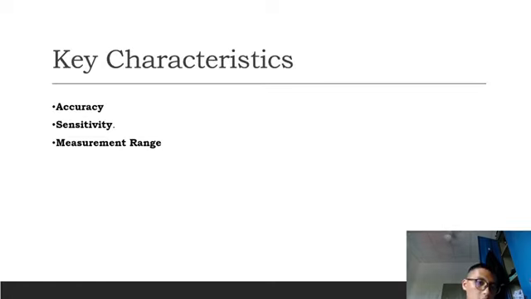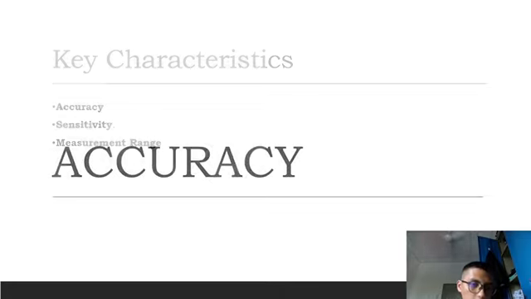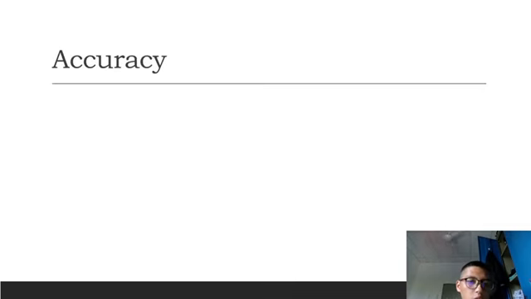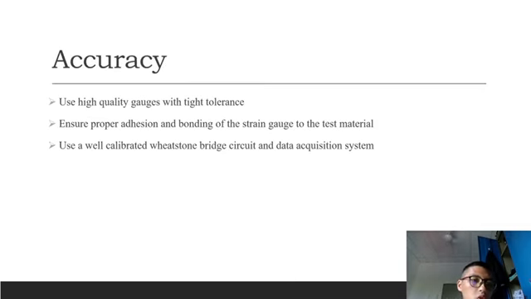So we have key characteristics. Three key characteristics are the accuracy, sensitivity, and measurement range. For the accuracy, use high quality gauge with tight tolerance and ensure proper adhesion and bonding of the strain gauge to the test material. Use a well calibrated Wheatstone bridge circuit and data acquisition system.